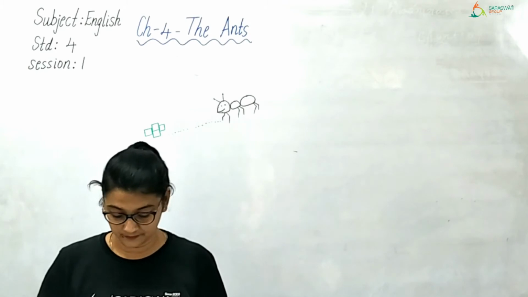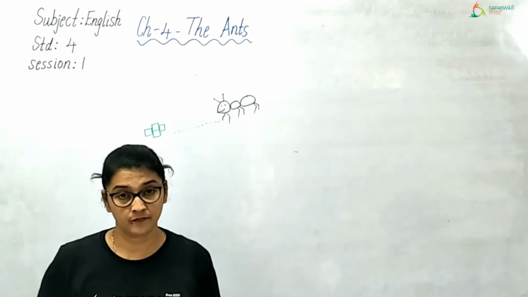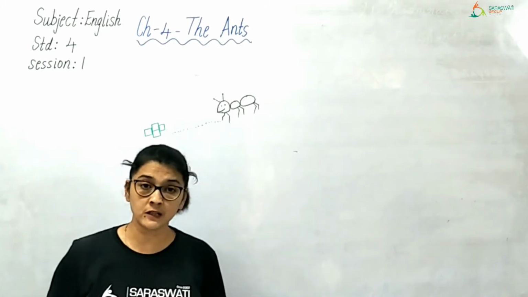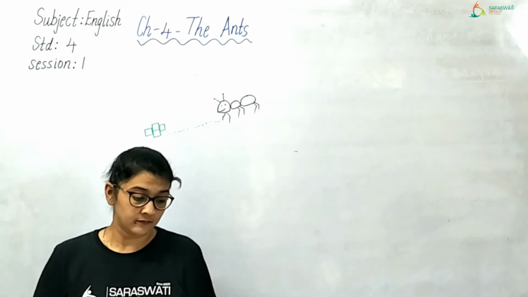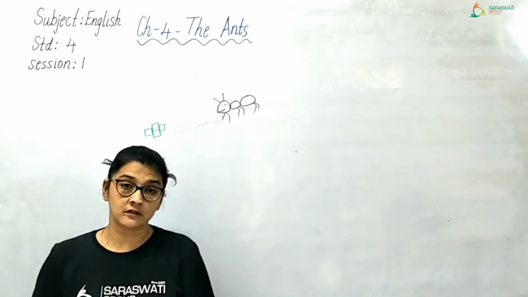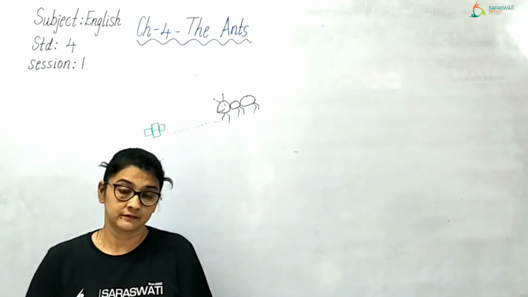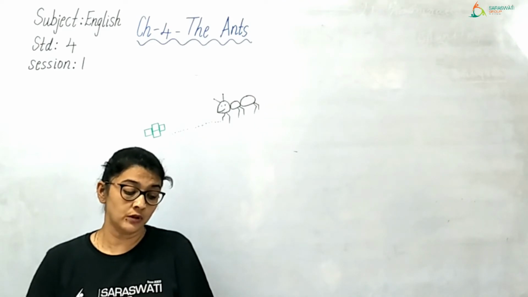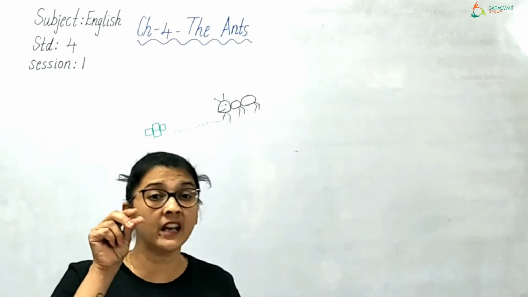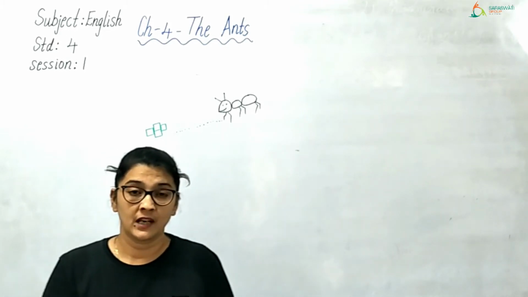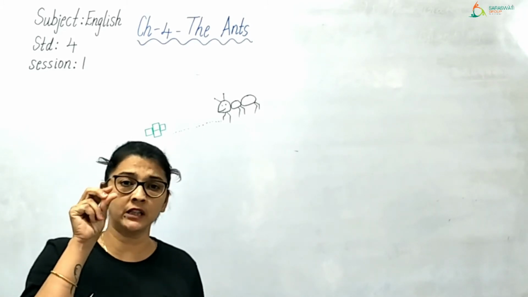Let us go to page number 40. Please take out your English textbook and go to page number 40. A little black ant found a large grain of wheat, too heavy to lift or to roll. Now, a little grain of wheat. Have you seen wheat? How small the grain of wheat is.